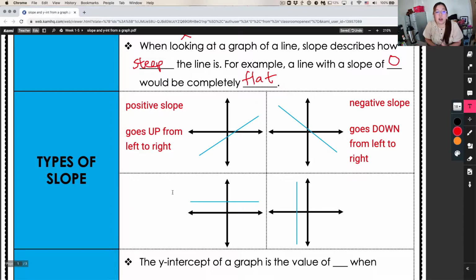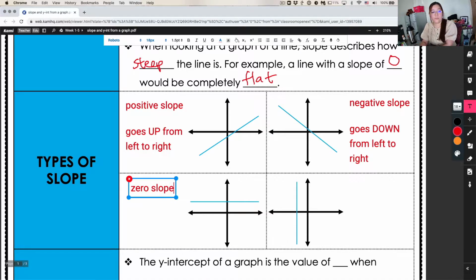Okay, now we've got these two down here. This first one is a prime example of what I said up here. A line with a slope of 0 is flat. This is a flat horizontal line. We call this zero slope. It is a flat horizontal line.